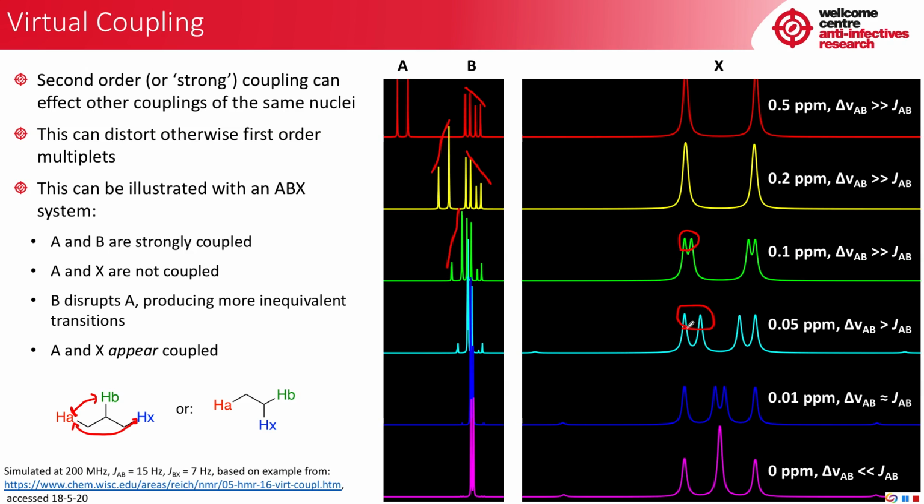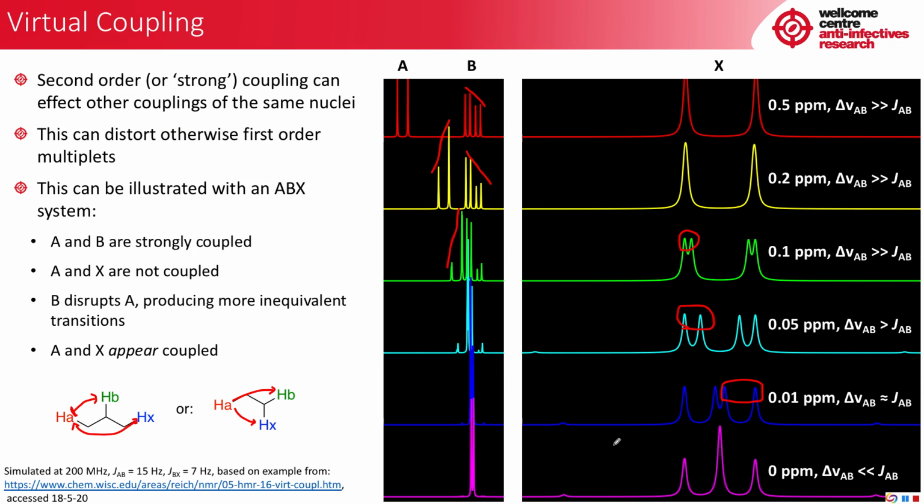Until finally at 0.01 ppm, the chemical shift difference and the J value are quite similar. And here we have what looks like a big doublet of doublets. And if we take this all the way to the extreme and make the chemical shifts of A and B identical, then the J value is obviously much larger than the chemical shift difference, and we end up with what looks like a triplet. And that's something you might alternatively expect to see from this system, where HA is coupling to an equivalent B and X. And it would be quite hard to distinguish these two.